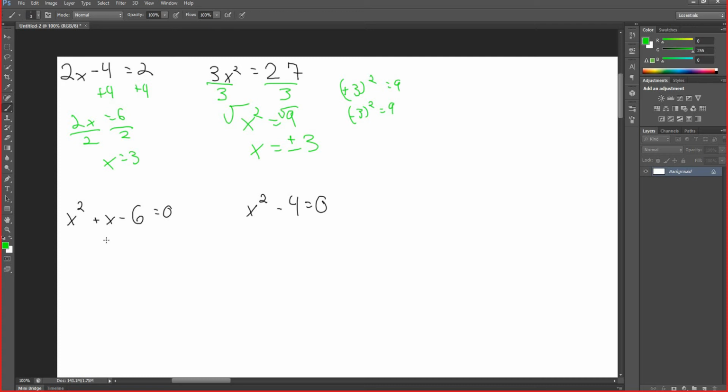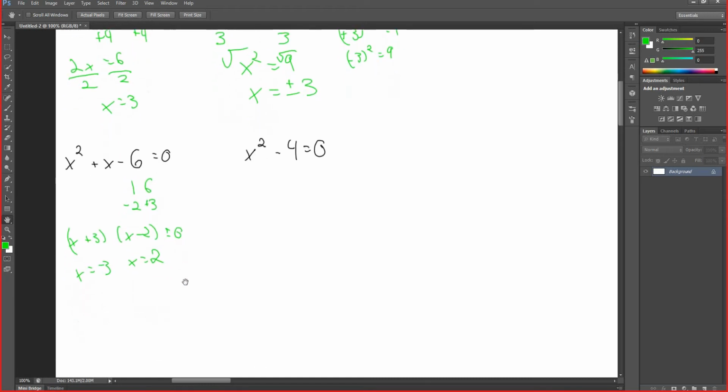This would be factoring. So factors of 6, I'll just cheat us through this. We've got 6 and 1. We've got 2 and 3. Well, I need a positive 1, so I want plus 3 minus 2. So this will be x plus 3, x minus 2. So it's x equals negative 3 and x equals 2. Perfect. That was like a 3 and a 2.